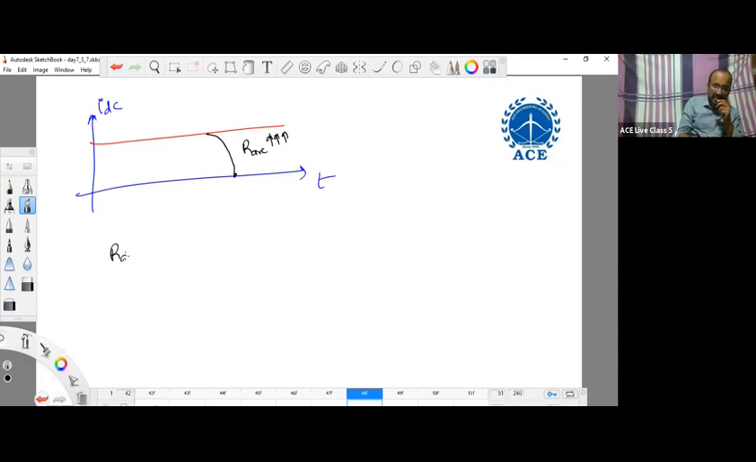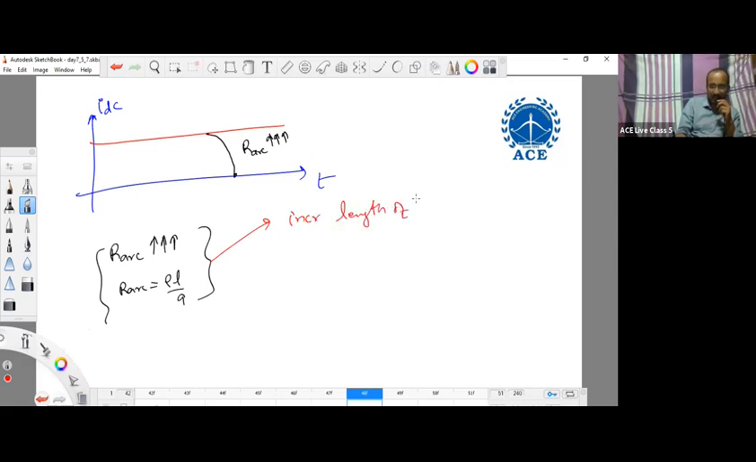So, how can we increase the arc resistance? What is the formula for arc resistance? Rho L by A. So how do you increase arc resistance? By increasing the length of the arc.